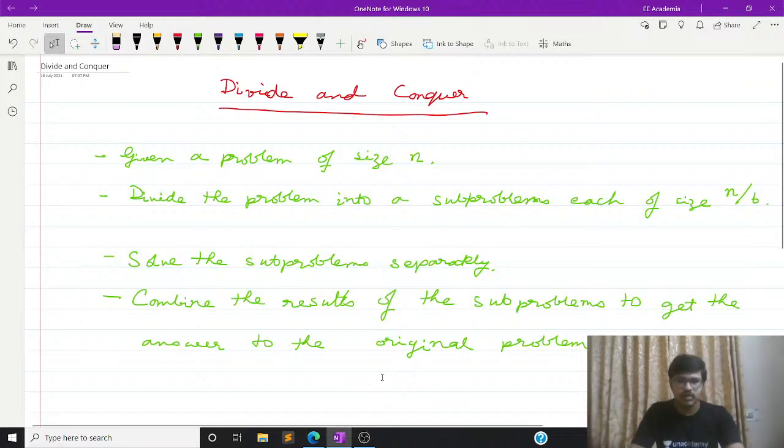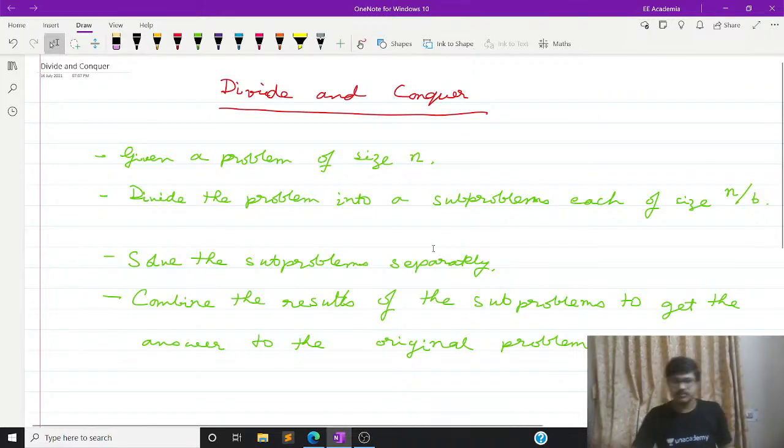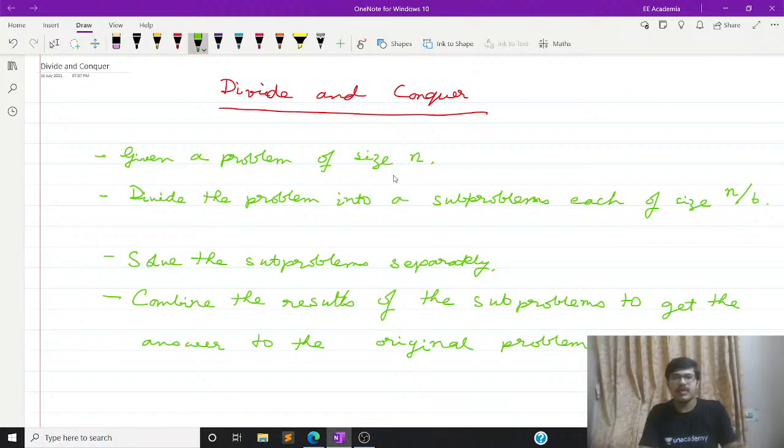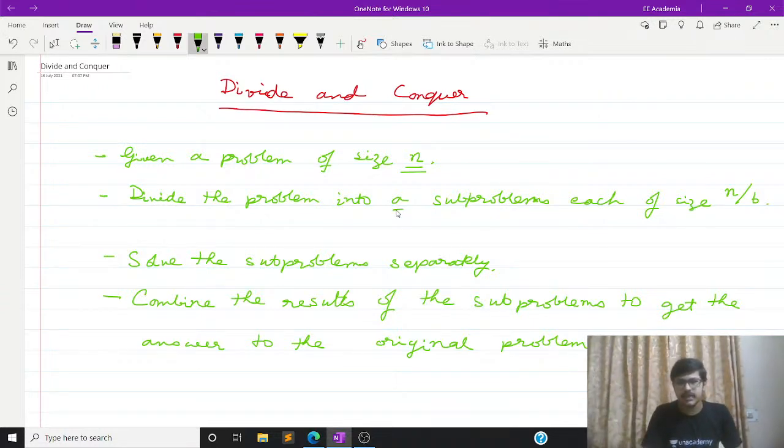So okay, let's continue with this. Whatever is audible. We are given a problem of size n. What we are doing is dividing the problem into a smaller problems, let me write in quotes. A is just notation, and each of the subproblems is of size n by b.